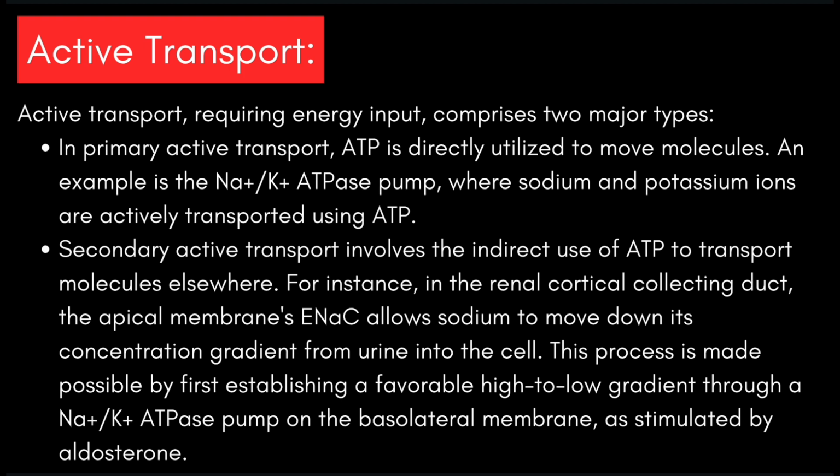Secondary active transport involves the indirect use of ATP to transport molecules elsewhere. For instance, in the renal cortical collecting duct, the apical membrane's ENaC allows sodium to move down its concentration gradient from urine into the cell. This process is made possible by first establishing a favorable high to low gradient through a Na-K ATPase pump, also sodium potassium ATPase pump, on the basolateral membrane as stimulated by aldosterone.